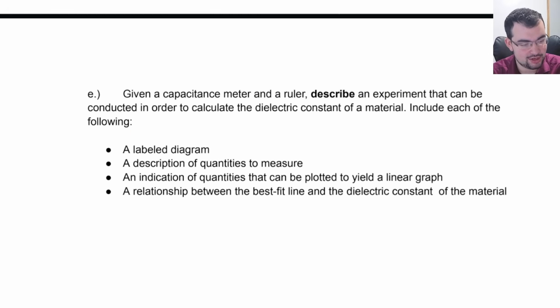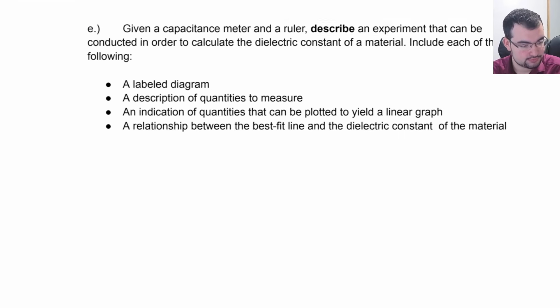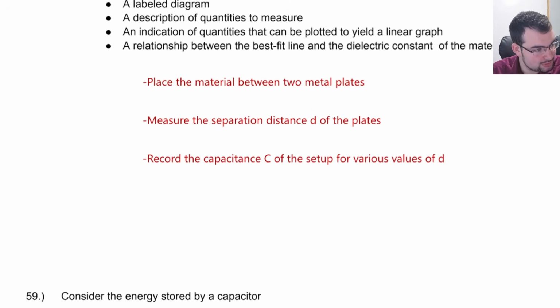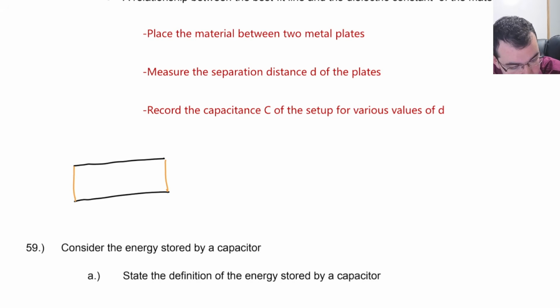All right, given a capacitance meter and a ruler, describe an experiment that can be conducted in order to calculate the dielectric constant of a material, include all the usual stuff. So if we want the dielectric constant of something, we probably need to put it in a capacitor, especially given the fact we're given a capacitance meter. So we want to place the material between two metal plates. We want to measure the plate separation and record capacitance for various values of D. So it involves having a material that can be placed between two metal plates like this so that we're allowed to use our plates formula.